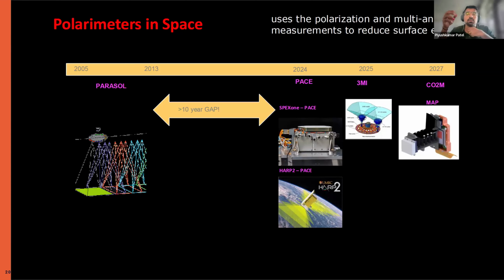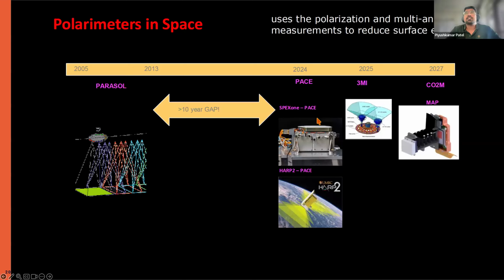The polarization gives you more accurate information about aerosol size and shape. Perazol was active for about 4-5 years. It was just a demonstration, but within those 4-5 years, it gave a lot more information than MODIS and MISR, particularly about the size and shape of aerosols. And after that, we had a 10-year gap with no polarimetry in space.